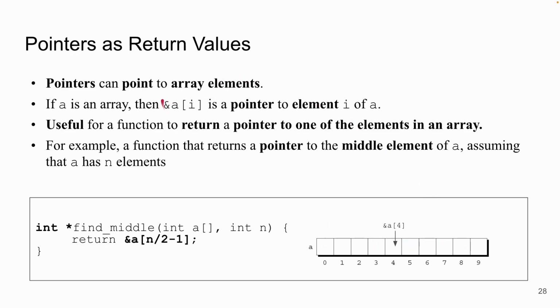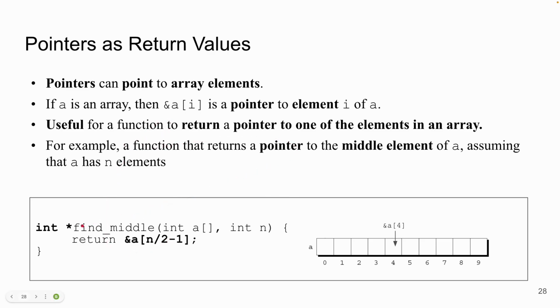We can actually apply the address operator to one of the elements. And this will be a pointer to the element I of A. So we can get the address of A[I] by applying the address operator. And this is also useful for a function where we want the function to return a pointer to one of the elements in the array.